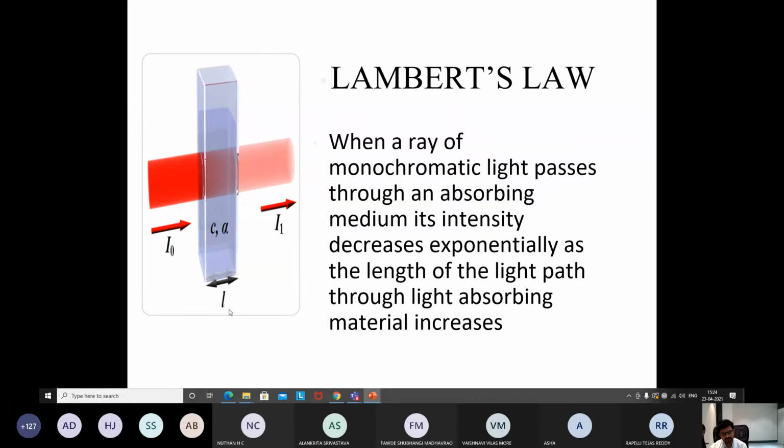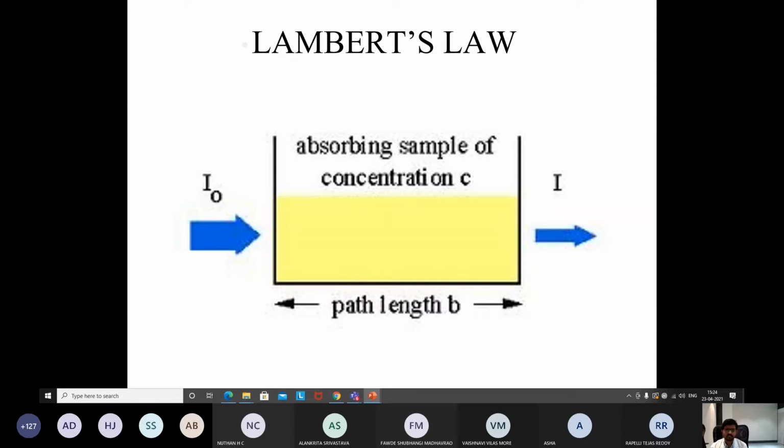Suppose this light path, this width of the cuvette, is this much. If the light path is increased, say doubled, the absorption of light also increases more. So that is the Lambert's law. So Beer's law says absorption of light is directly proportional to the concentration of the substance. Lambert's law says absorption of light is directly proportional to the width of the medium. That is the path length. We call it the path length. So if you put a bigger one, the absorption of light is going to increase. This is the Lambert's law.